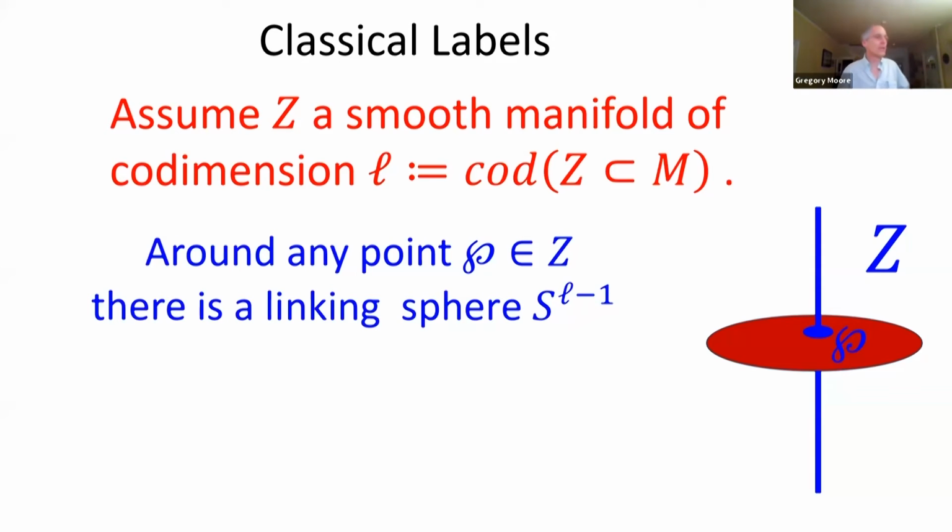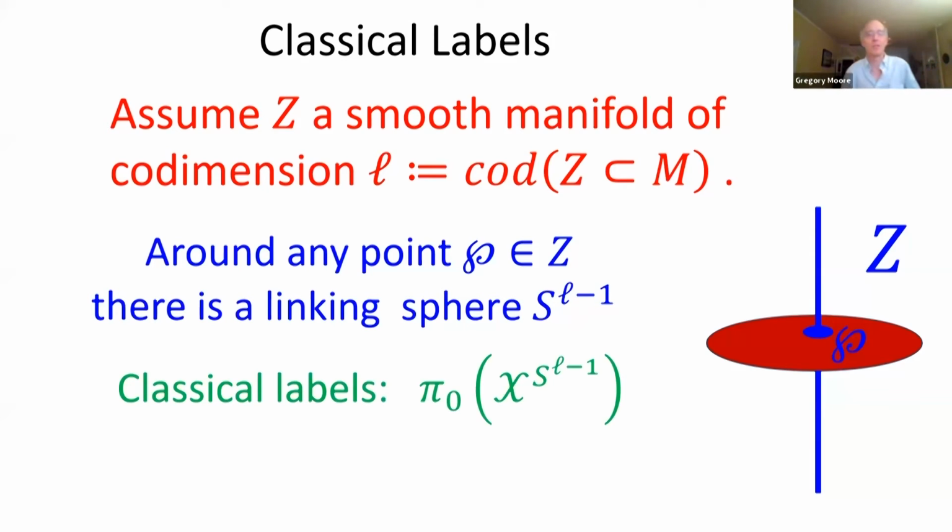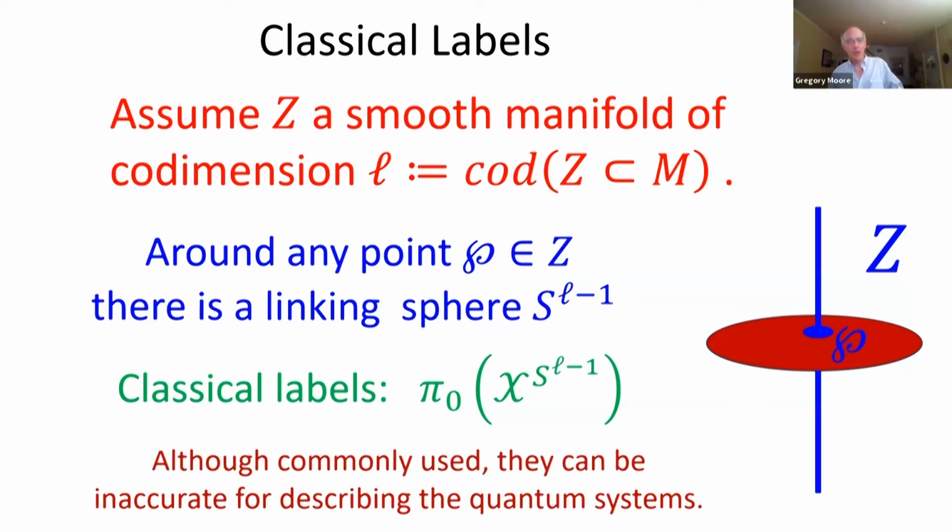And so the most natural thing you might think of is, well, we'll just study the topology of the bulk fields on the linking sphere. So the classical labels would be something like: choose a connected component of the mapping space of the linking sphere to the target space X. Those are classical labels. And although it's commonly used in the literature, they can in fact be inaccurate for describing quantum systems. We give examples of that in our paper. So let's explore what other labels we might want to use when describing defects.